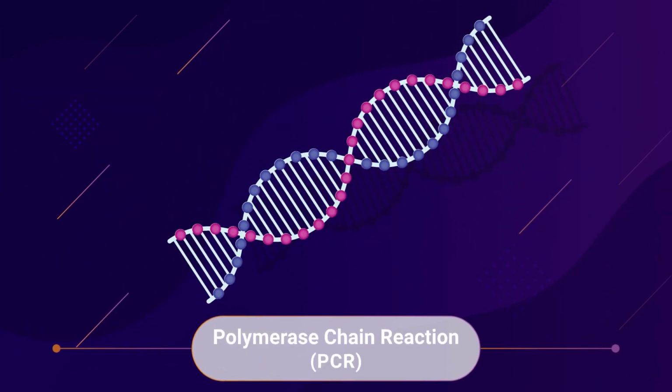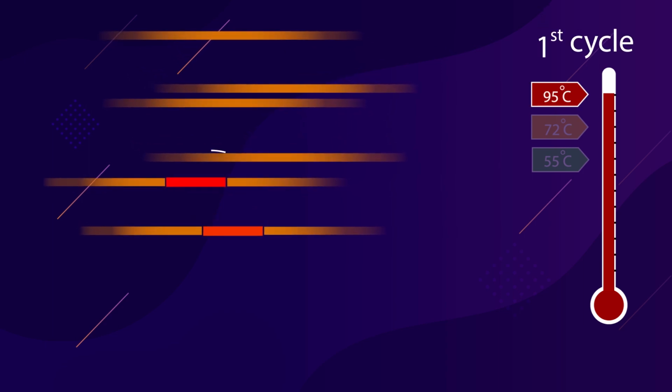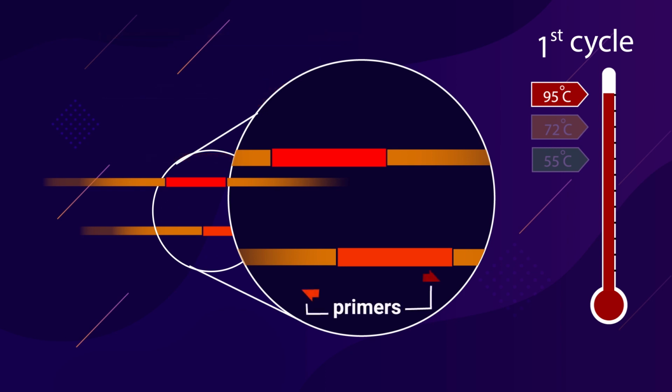The polymerase chain reaction. First, the mixture is heated to separate the DNA strands. Two different specific oligonucleotide primers are added that are complementary to short sequence stretches on either side of the desired fragment.